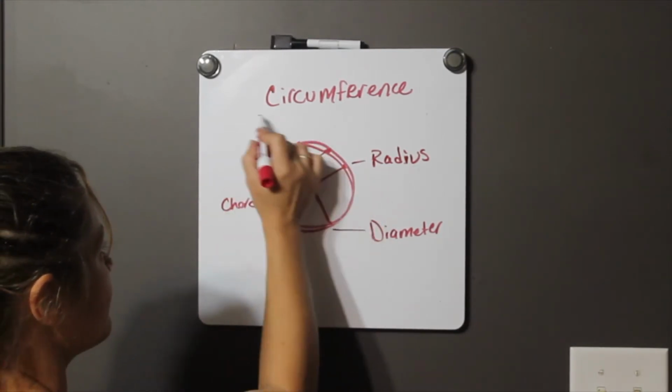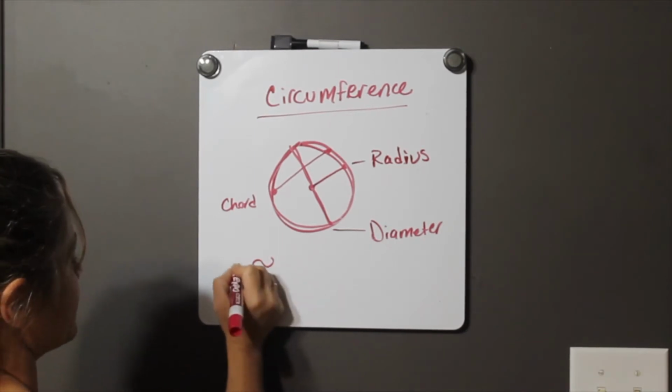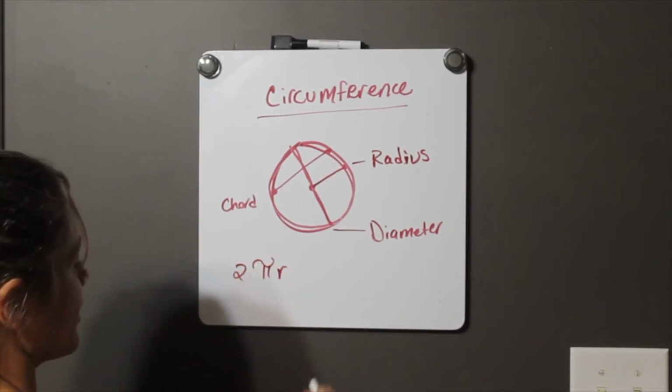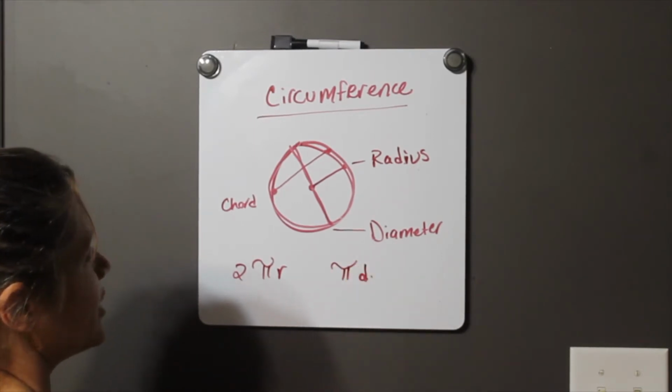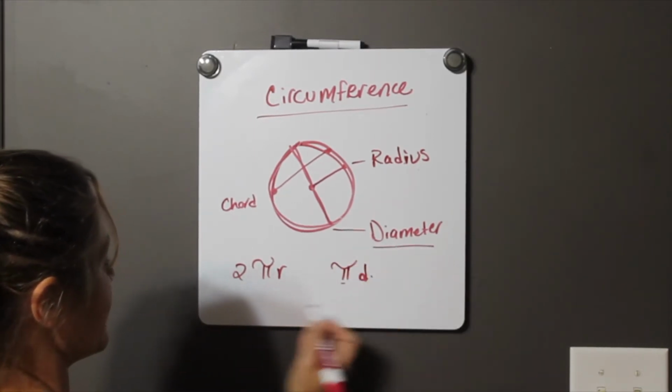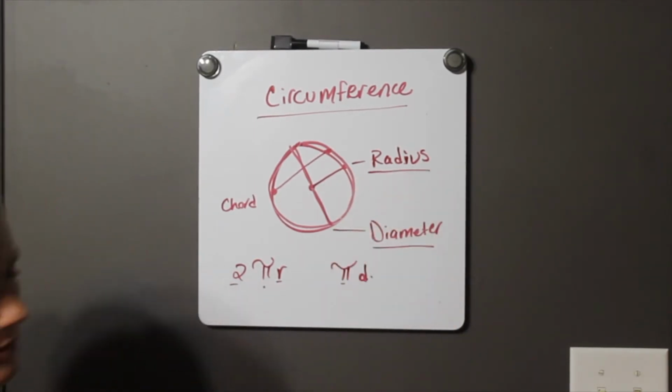Alright, to find the circumference of a circle, we're going to use the formula 2 pi r, or pi d. Pi d just means pi times diameter. 2 pi r means 2 radiuses times pi.